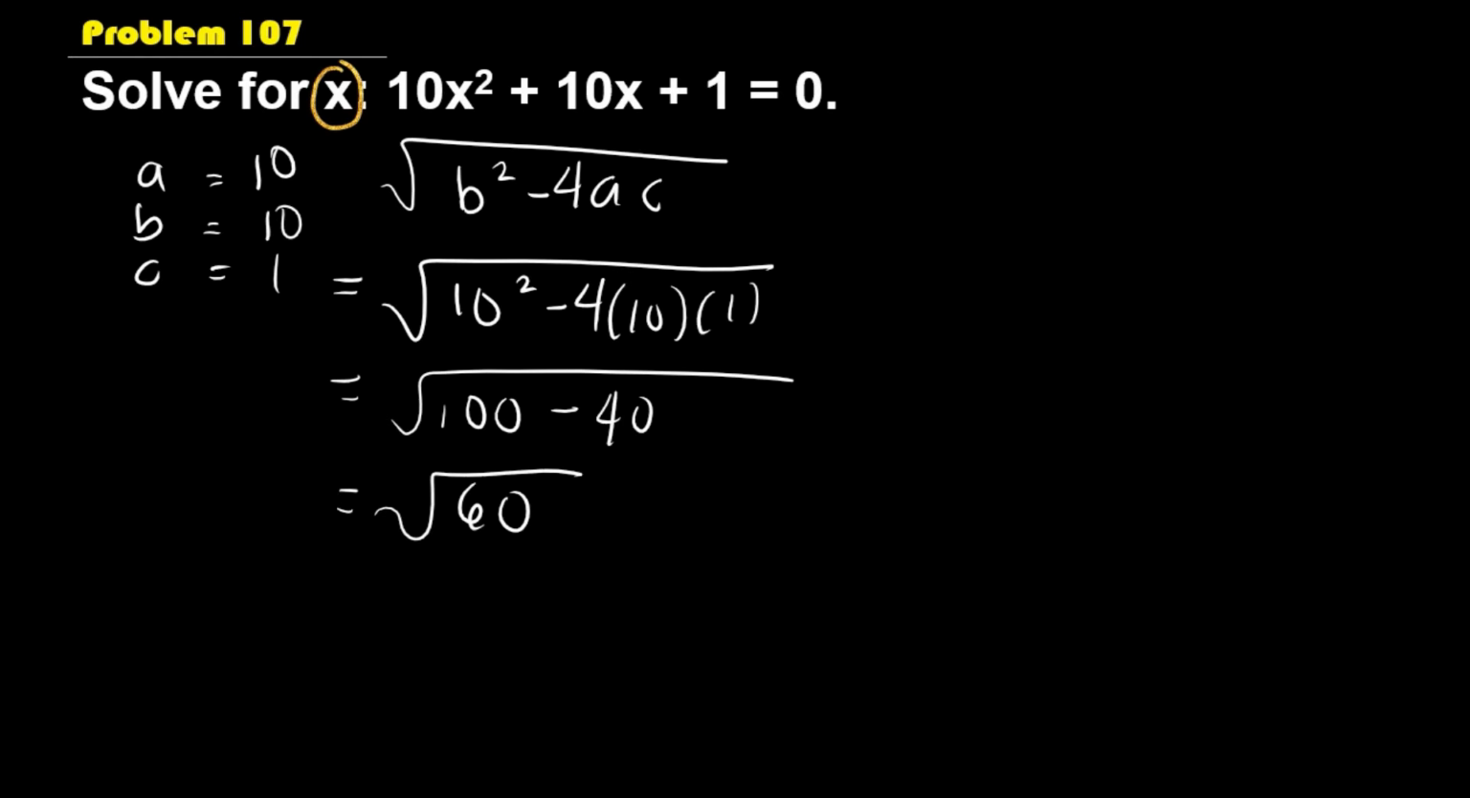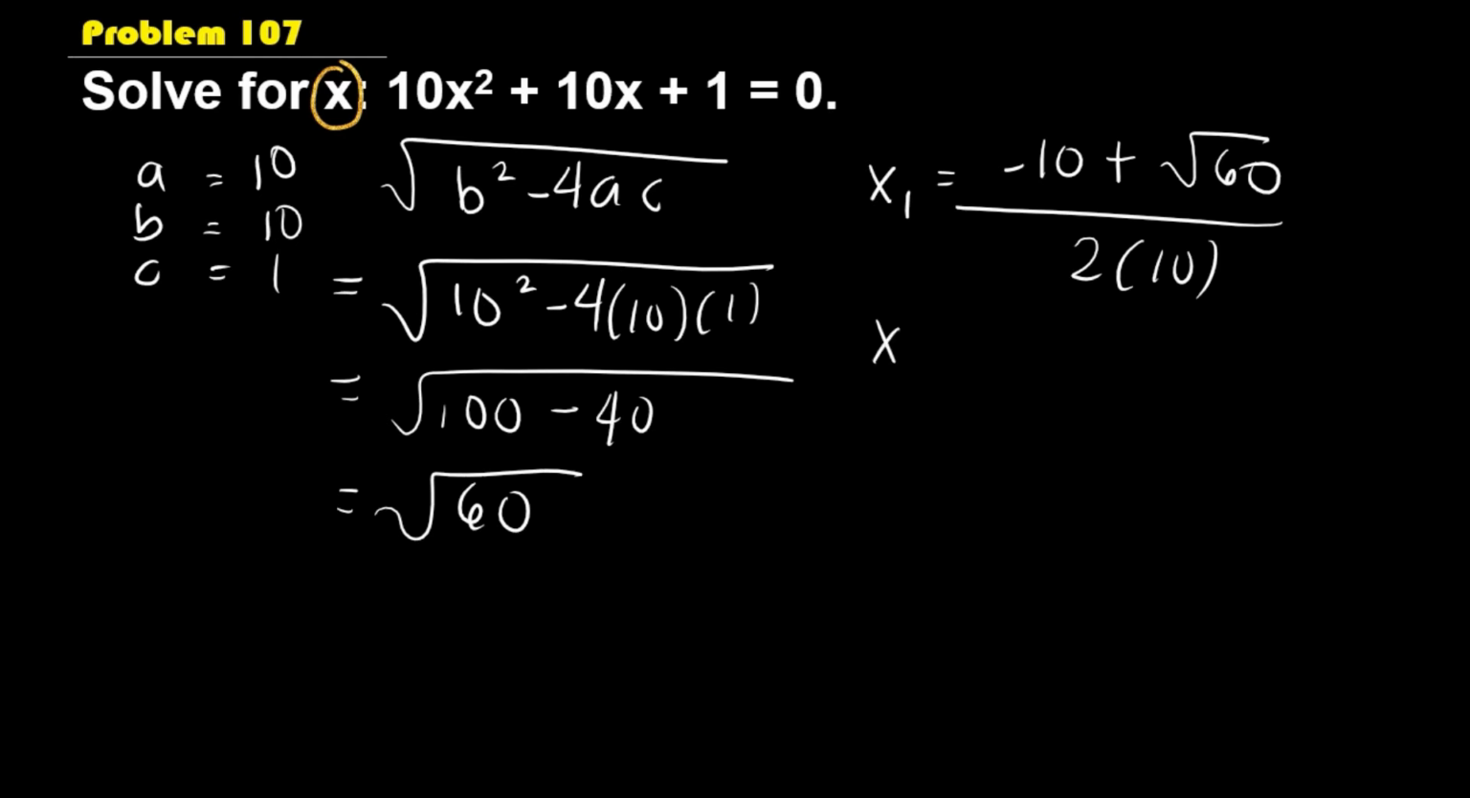Then, let's find the values of x. So, dito natin ilagay. Your x sub 1 will be equal to negative 10 plus ang square root of b squared minus 4ac mo is equal to square root of 60 all over 2 times 10. Yan, x sub 1. So, your x sub 1, gamitin na lang natin yung ating calculator. So, negative 10 plus square root of 60 all over 20 is equal to negative 0.113.